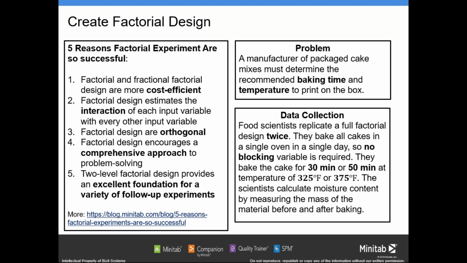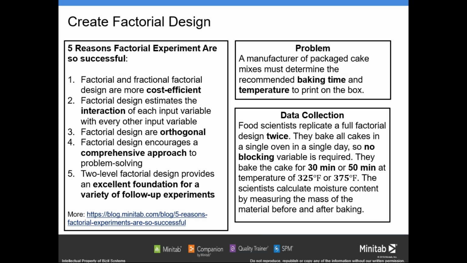A manufacturer of packaged cake mixes must determine the recommended baking time and temperature to print on the box. For this data collection, the scientists duplicate a full factorial design twice. They bake all cakes in a single oven in a single day, so no blocking variables are required. They bake the cakes for 30 minutes or 50 minutes at the temperatures 325 Fahrenheit and 375 Fahrenheit. The scientists calculate moisture content by measuring the mass of the material before and after baking.